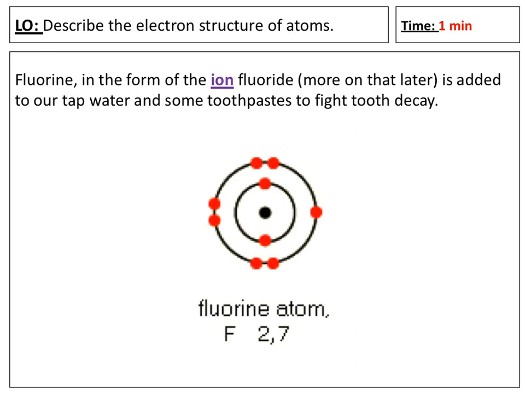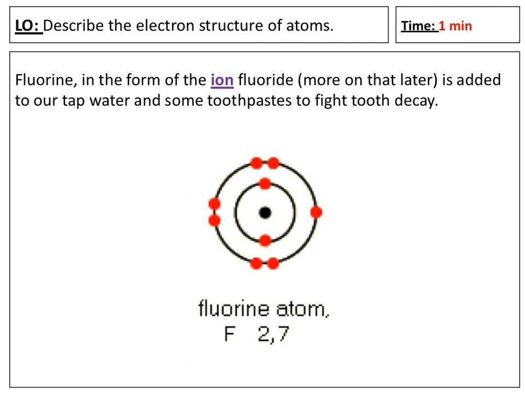So if we looked at fluorine, if you've got a periodic table handy, it would be a good idea to have that. Fluorine is up in the top right-hand corner of the periodic table. Now, fluorine, in the form of its ion, fluoride, and as I say, there's more of that later, is added to our tap water and some toothpastes to fight off tooth decay. So it's another way in which an element or an ion, a form of an element, can be used by the NHS, can be used by us to fight a disease or a problem with the body. These days it's in the majority of toothpastes.